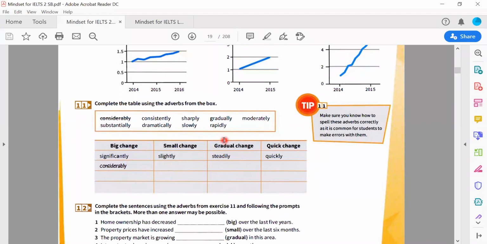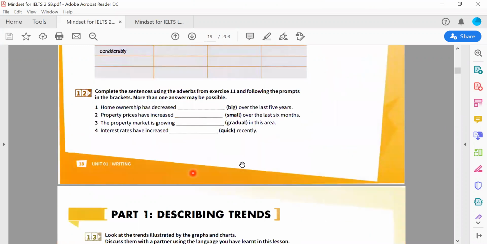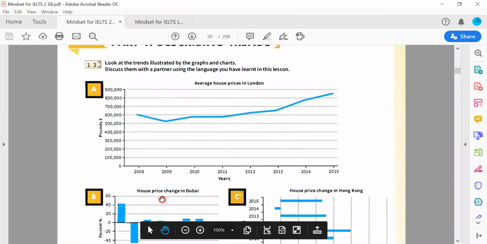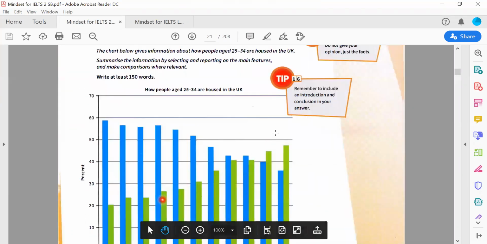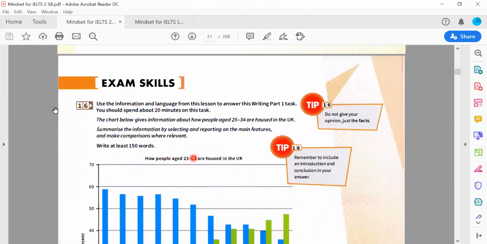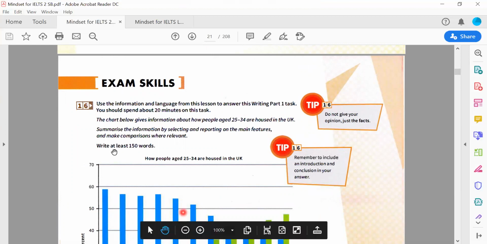You know that we only have half an hour, and we won't be able to cover everything, but IELTS, of course, is all about the data, and you can work at home. So we have 2 more minutes. These ones, you can do them, and then just the last exercise. It says, use the information and language from the lessons to answer the Writing Part 1 task. You should spend about 20 minutes on this task.